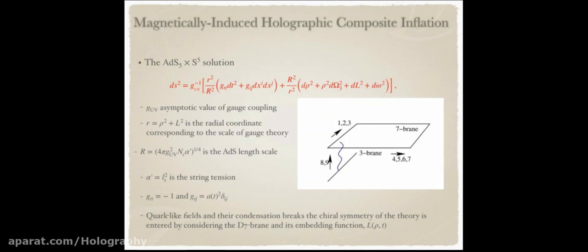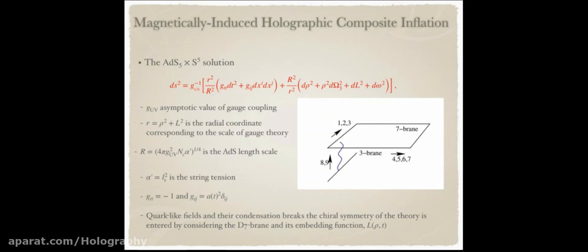It corresponds to the scale of the gauge theory. This big R that has appeared is the AdS length scale, given by the value of the gauge coupling, the number of D3-branes, and alpha prime, where alpha prime is related to the string tension. And we also assume that the three-dimensional metric on the D3 brane is given by the Friedmann-Robertson-Walker (FRW) metric.